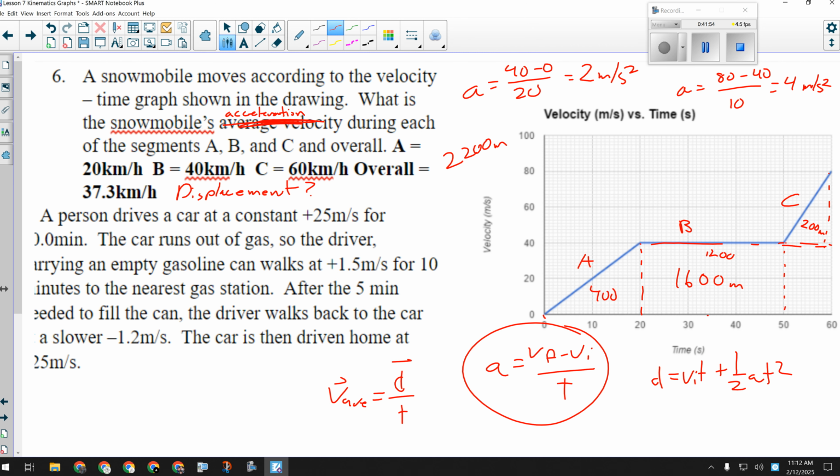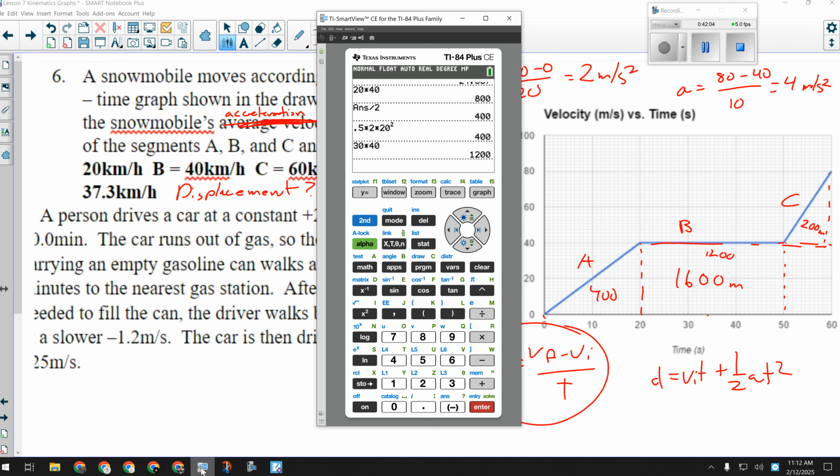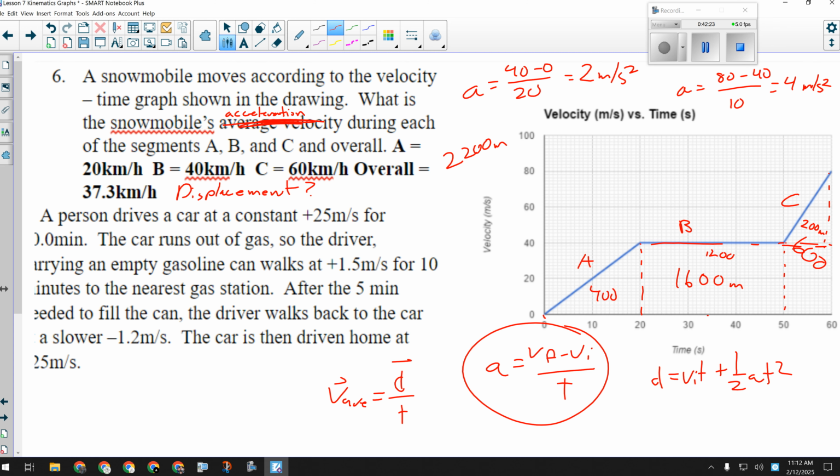And then I do this part. I know what VI is. VI is 40. I know the time is 10 seconds. So I can do the 1/2 AT squared part for that. I would have 40 times 10 plus 0.5 times the acceleration I calculated, 4, times the time, 10 squared. So I get 600 for that. I'm pretty sure if I add all those together, I still get 2,200. Either way works. It just depends on which way you feel comfortable doing.